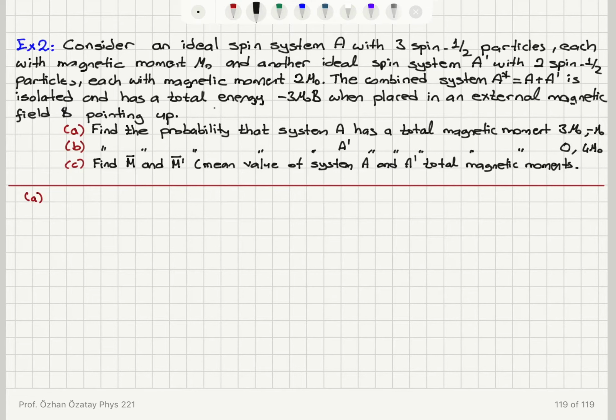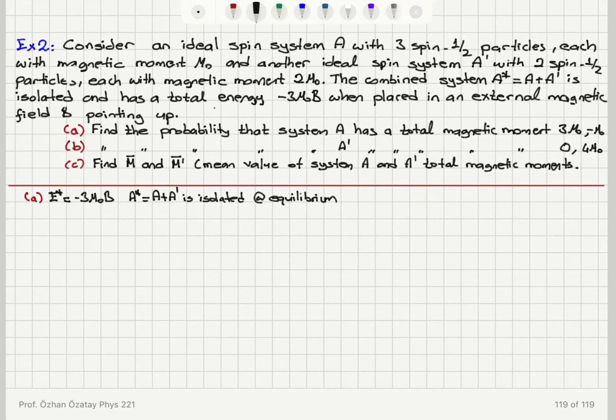So first of all, I have to remember this is again a problem we considered before. In order to have a total energy of minus 3 mu 0 B, what are the accessible states? A star, that is A plus A prime, is isolated and it is at equilibrium with this total energy minus 3 mu 0 B.